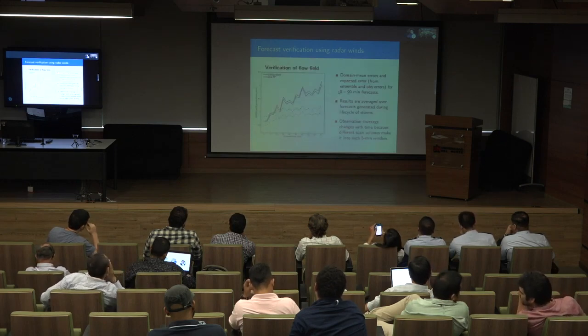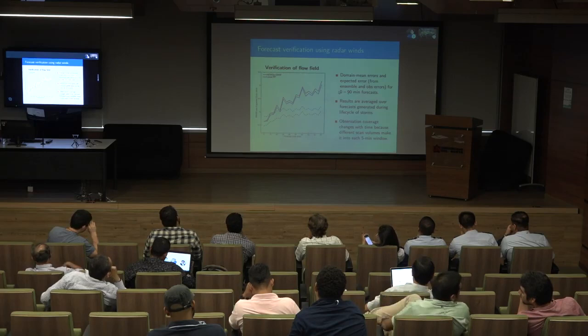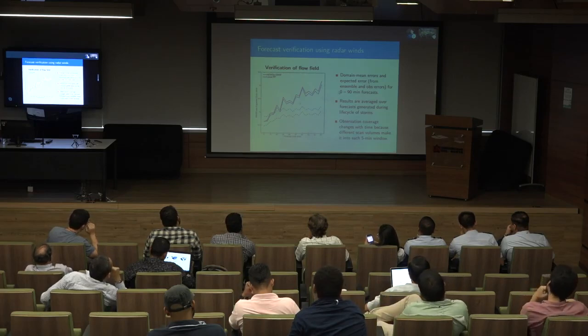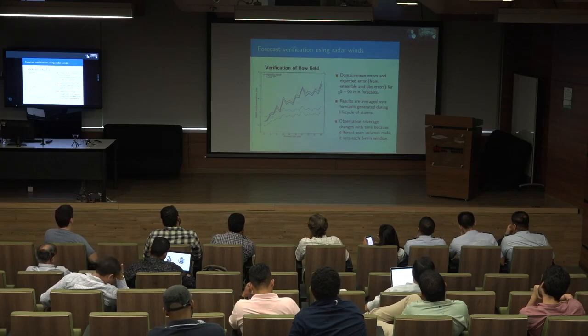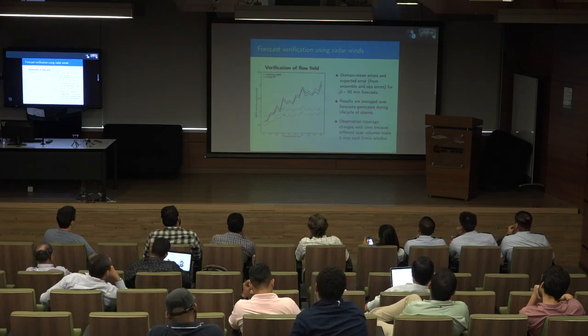And so for the first case, I'm showing the verification on the left. I'm showing root mean square fit to observations for the ENKF, red, and blue, particle filter. And these dashed lines are just the expected errors, so it's a function of your ensemble spread and observation errors. And results, of course, are averaged over all these forecasts that I ran.